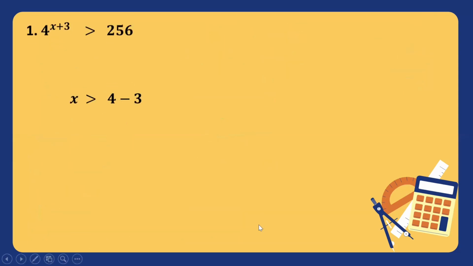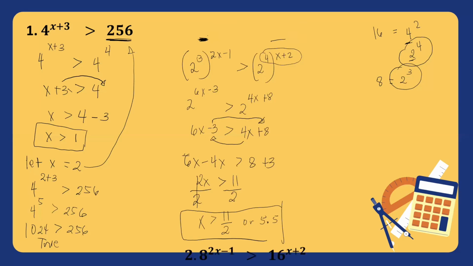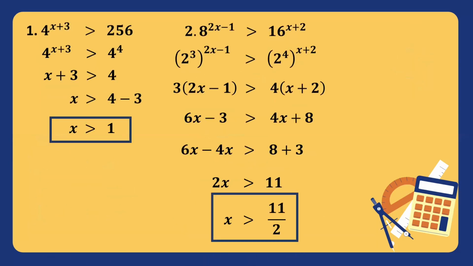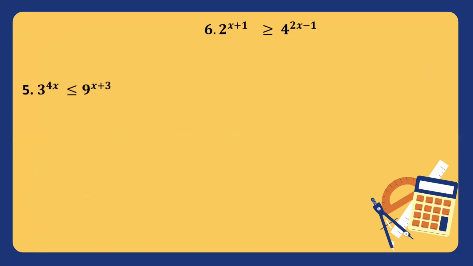So now, let's proceed with our next example. For the next example, I'll leave the 3 and 4 for the activity. So let's have the example number 5. We have here 3 to the power of 4x is less than or equal to 9 to the power of x plus 3. So same process po ang gagawin natin. First, let's make sure that they have the same base. So therefore we have 3 to the power of 4x is less than or equal.